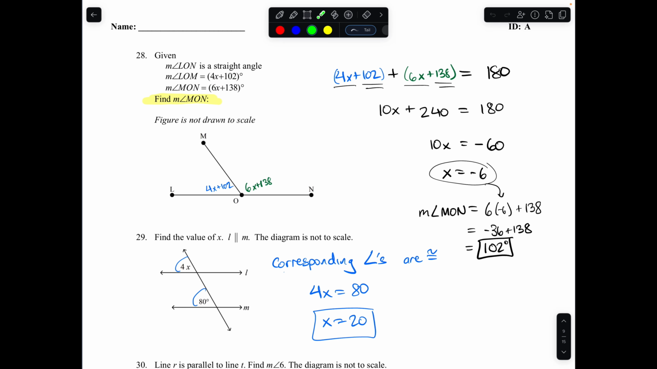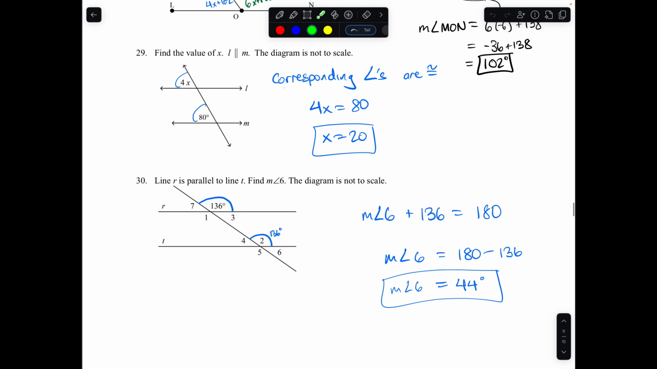And we need to find, careful. It doesn't say find x. So a lot of people will stop when they get to x equals negative 6. But it doesn't say find x. It says find the measure of angle MON. So we need to take our answer. If x is negative 6, plug that in right here for x. 6 times negative 6 plus 138, we need to find out what that is. It actually comes out to be 102. So the measure of angle MON is 102 degrees.